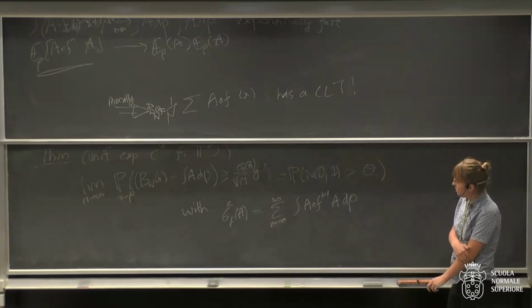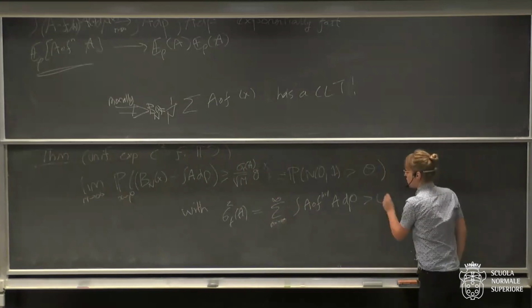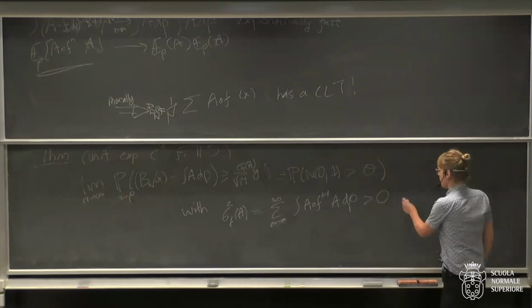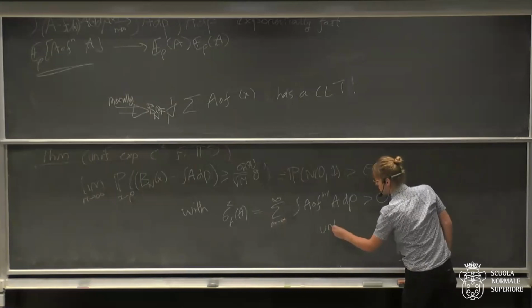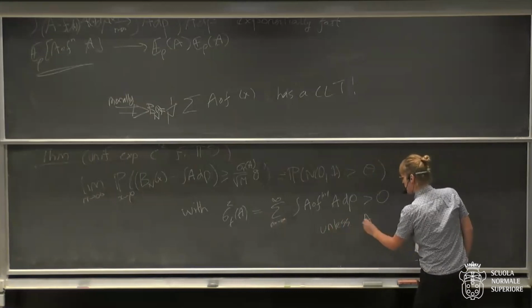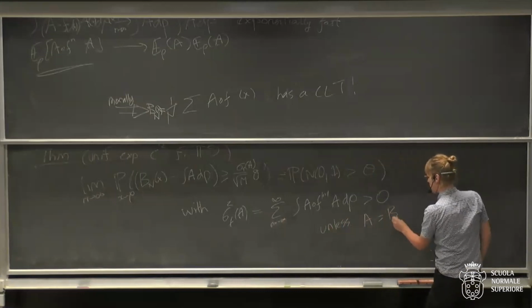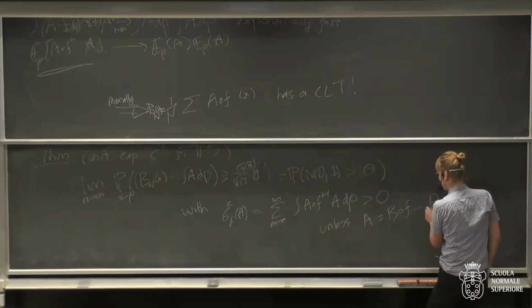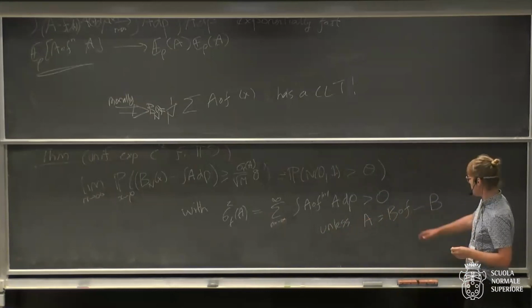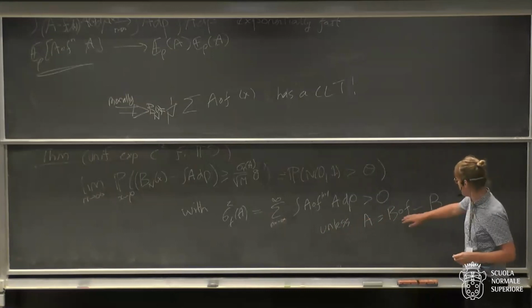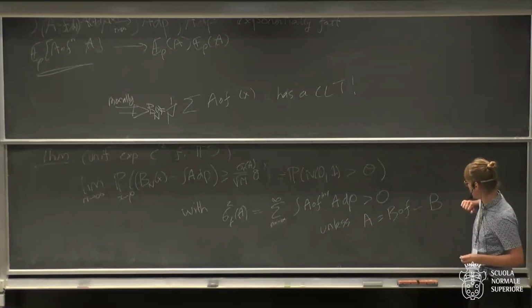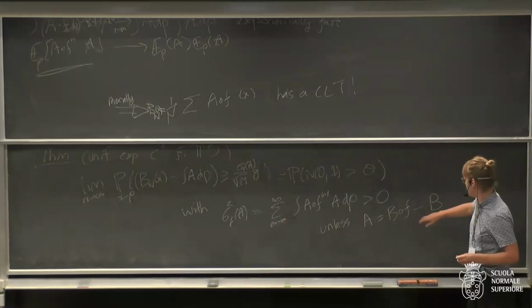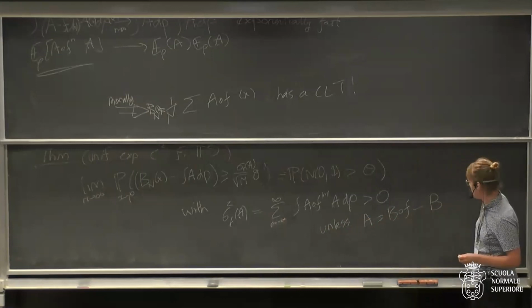This is somehow a very nice thing. And I should also say that this is positive, unless A is what we call a co-boundary. So unless you can write A as a difference between two functions, a sort of composition of a function and itself.